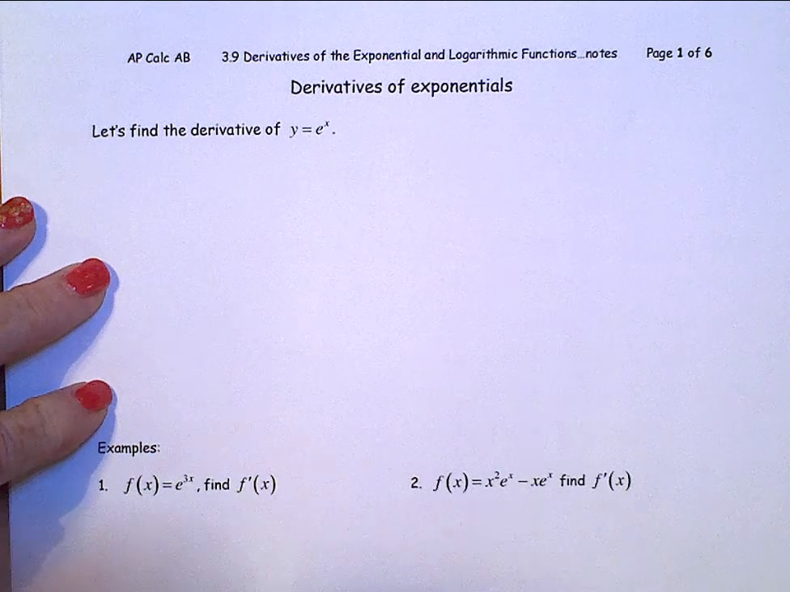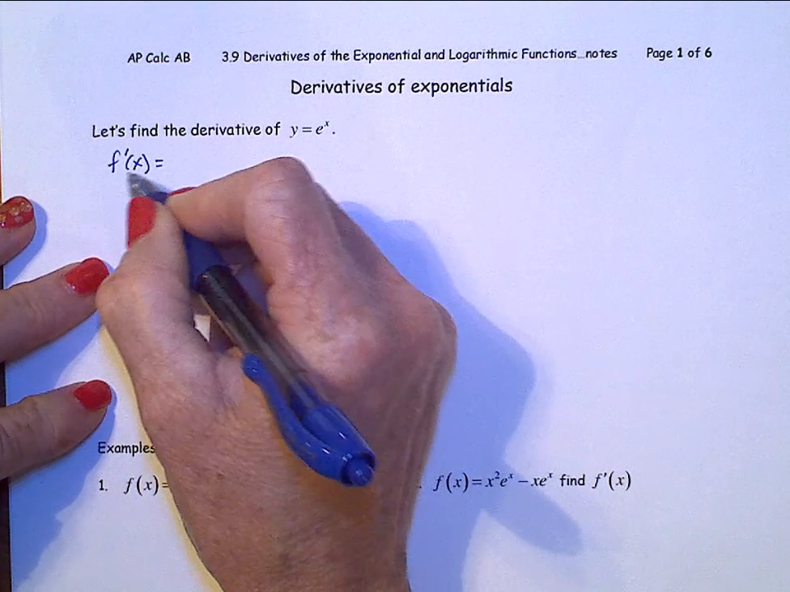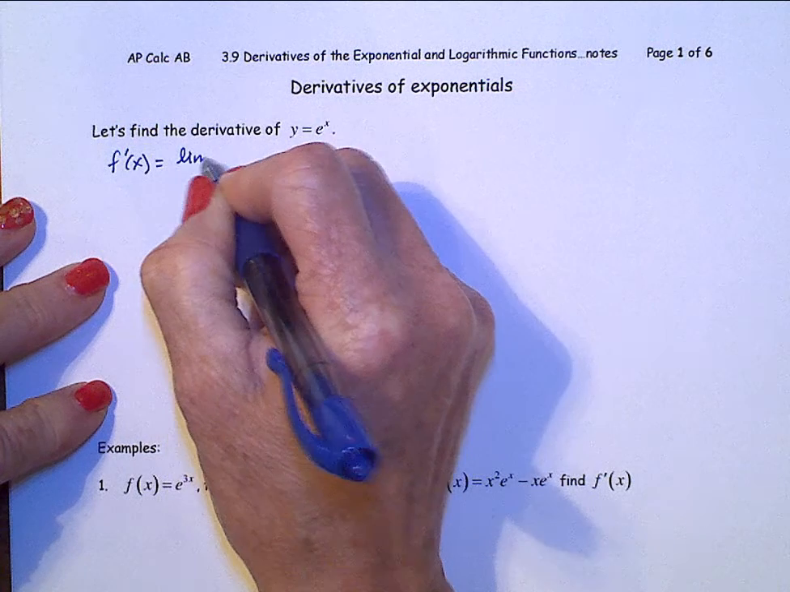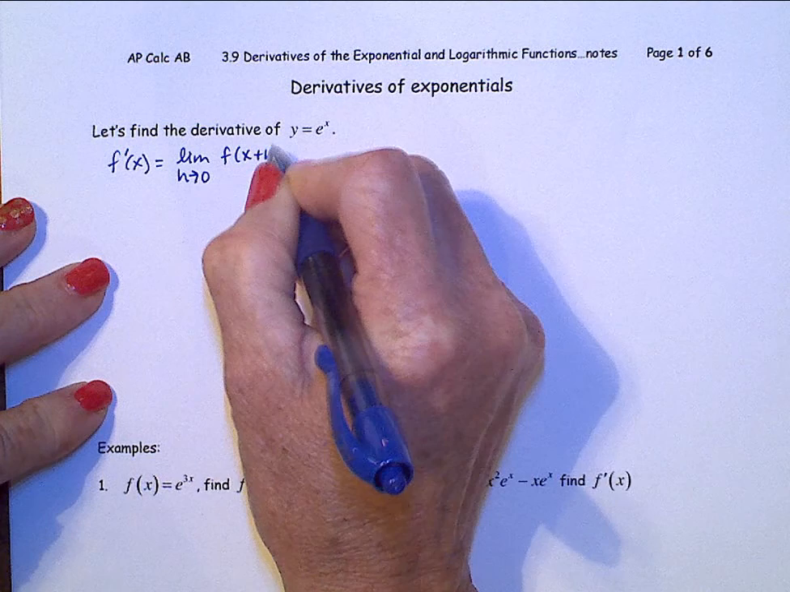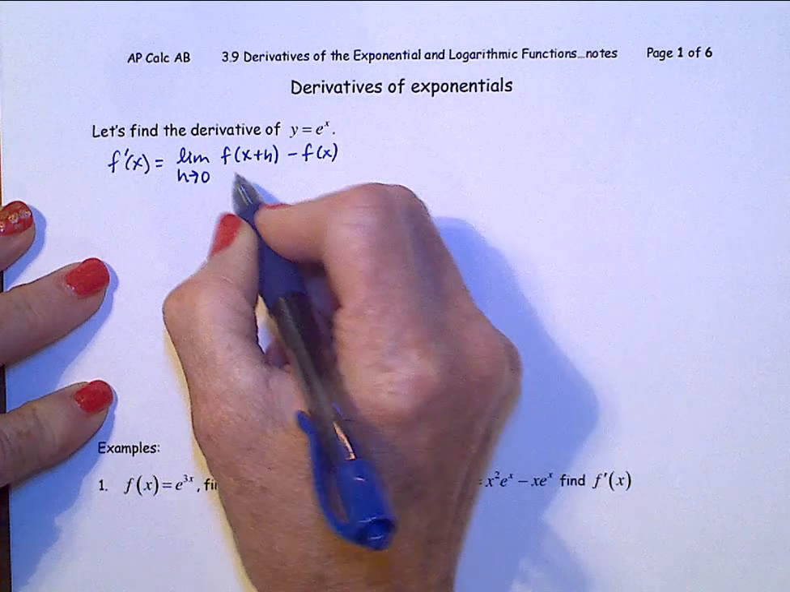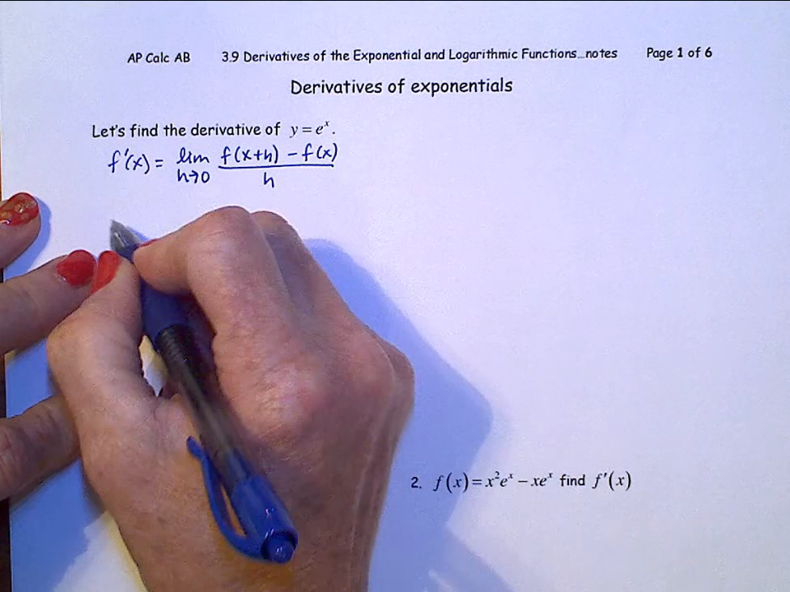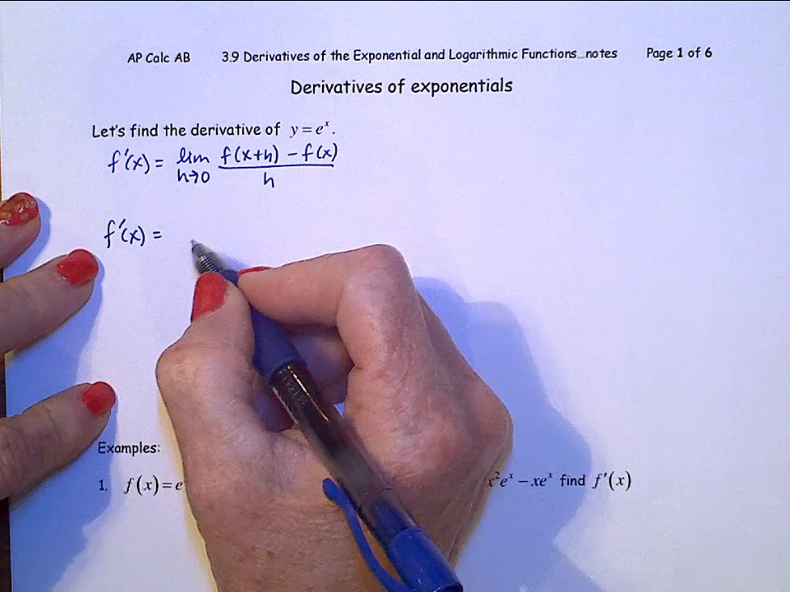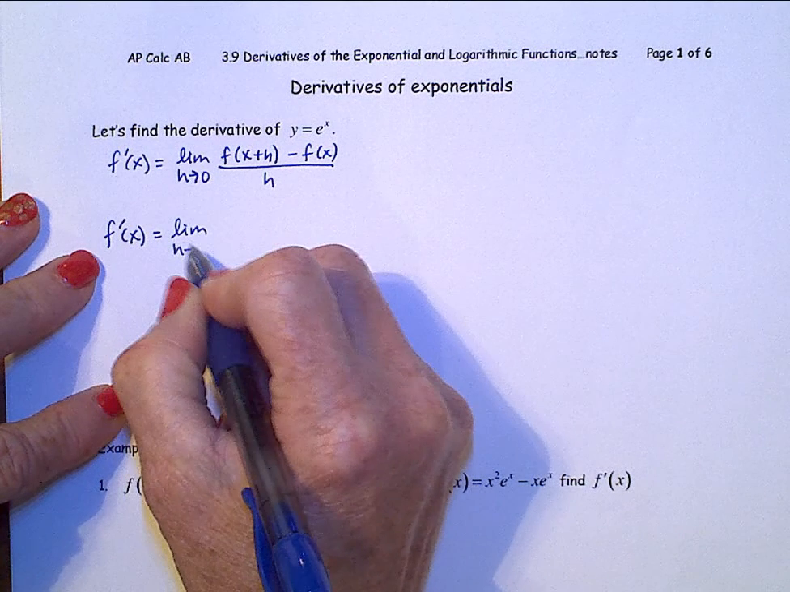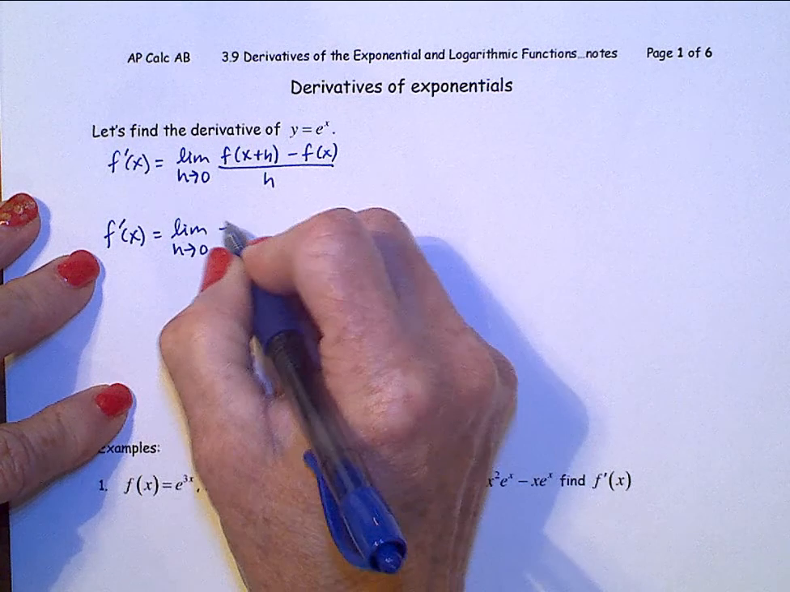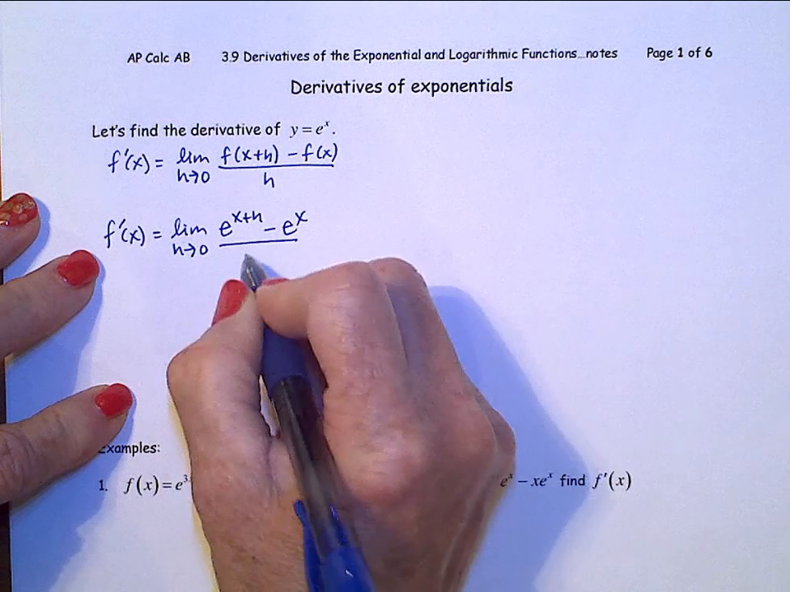a derivative. Do you recall that the limit definition of a derivative is f prime of x is the limit as h approaches 0 of f of x plus h minus f of x all over h? Then subbing in this function e to the x in here, we'll have the limit as h approaches 0 of e to the x plus h minus e to the x all over h.